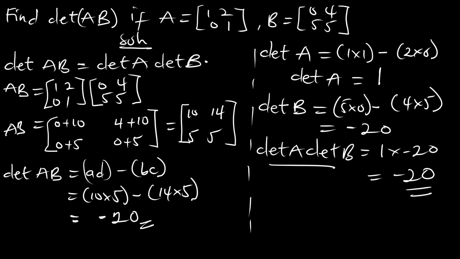So this holds. This identity, delta AB is equal to delta of A, delta of B. So in a situation where you cannot do the multiplication, you can just find the delta of the individual matrix, then you find the product.